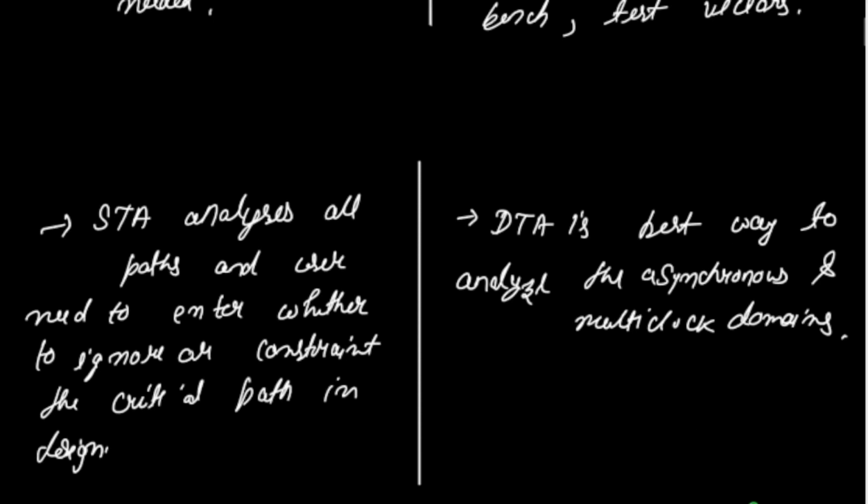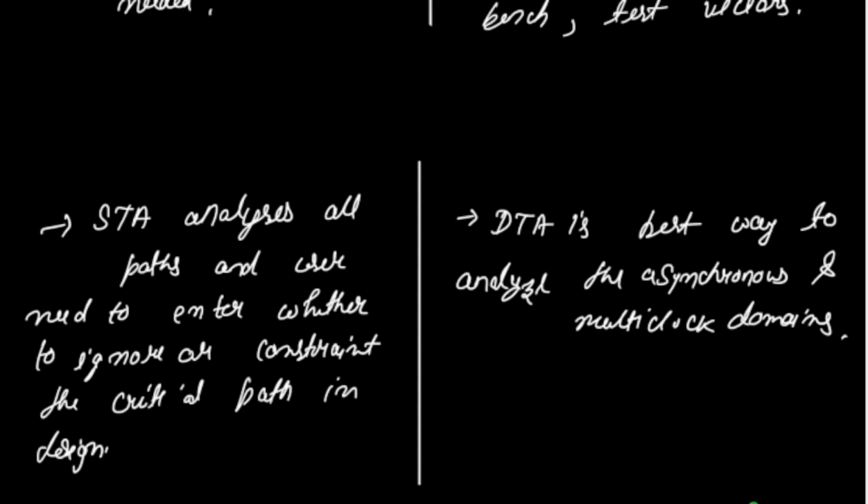STA analyzes all paths, and the user needs to specify whether to ignore or consider a path in the design. It means if you want to ignore or consider some path, you have to tell the tool in the constraint file.